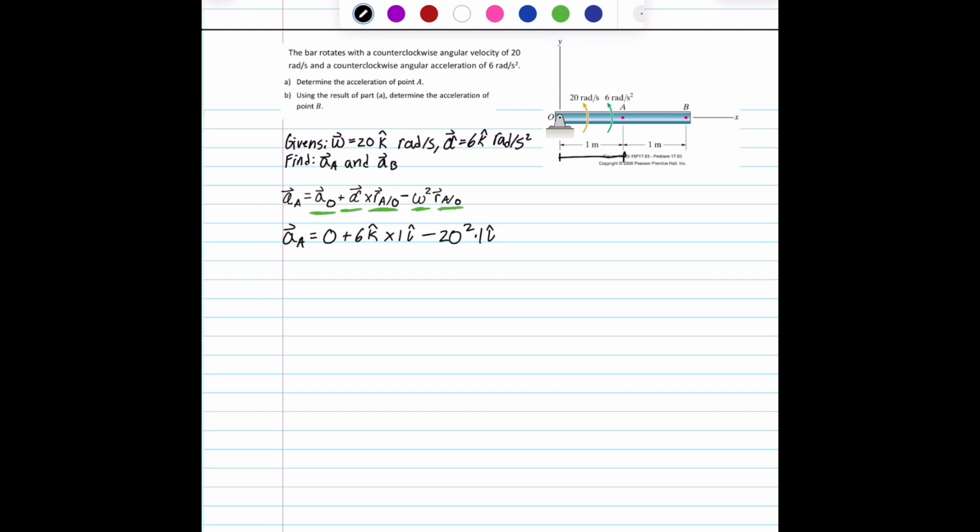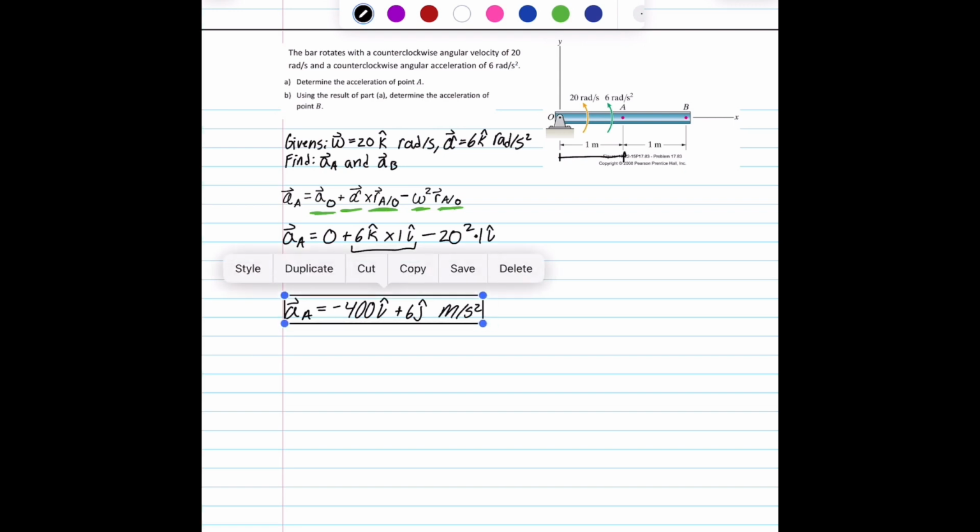Now we can simplify the equation a little bit. Taking the cross product, we'll get 6j hat, and then subtract 400i from that. Let's rewrite these components in the i hat plus j hat convention so that we don't confuse ourselves later. That's going to be meters per second squared. Okay, so that's part A.